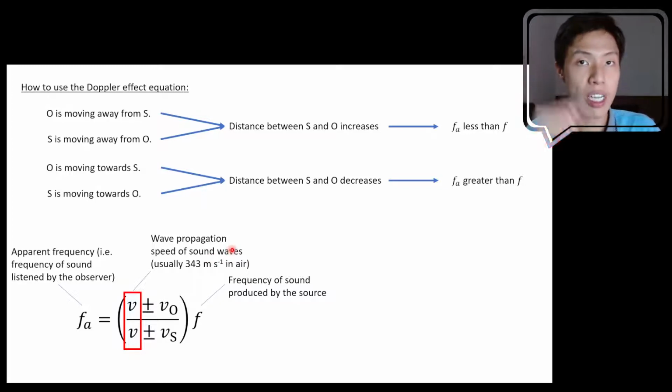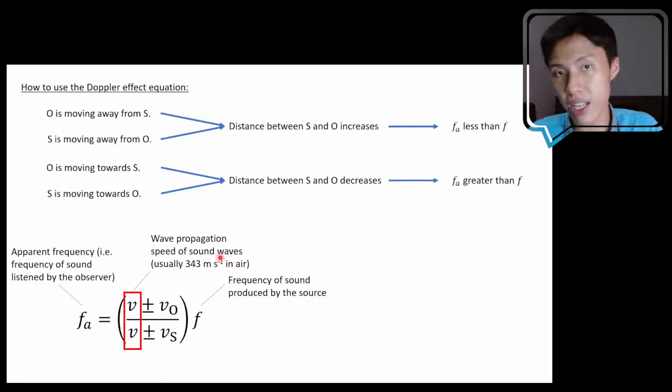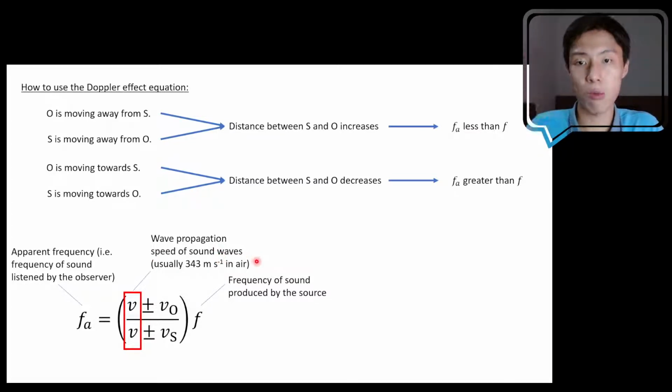So if the medium is atmospheric air, then it's 343 meters per second. If it's helium, then it's another value. In usual cases, the Doppler effect happens in atmospheric air. Therefore, most of the time it's 343 meters per second, but that's not always the case.